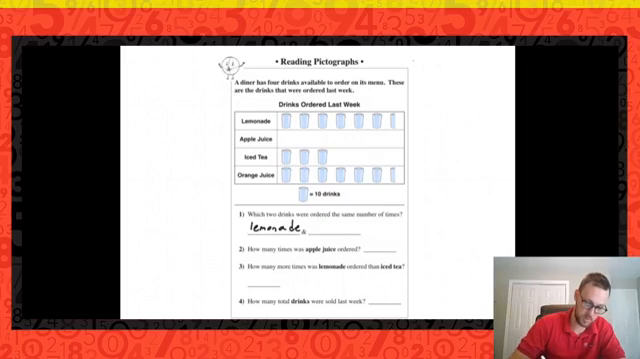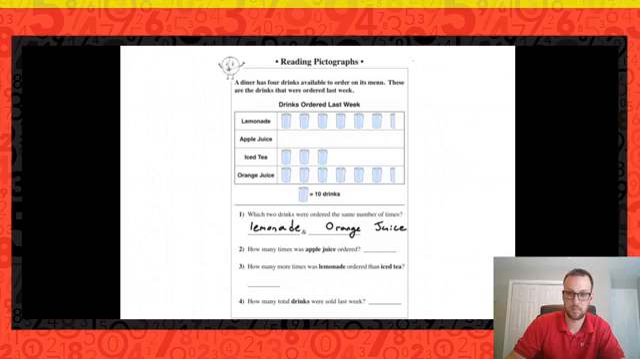Lemonade, and we had orange juice. When we were looking to figure out which 2 drinks were ordered the same number of times, we noticed that apple juice wasn't ordered at all. So for number 2, apple juice was ordered 0 times. How many more times was lemonade ordered than iced tea? So we need to figure out first how many times lemonade was ordered.